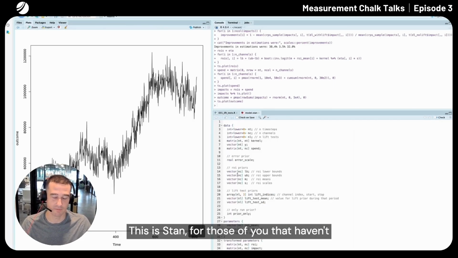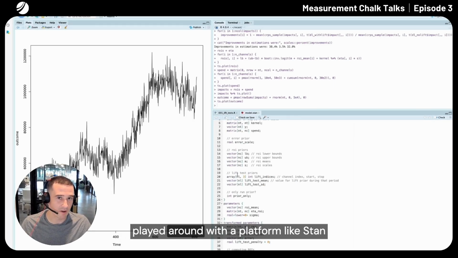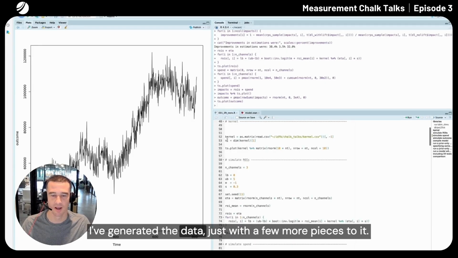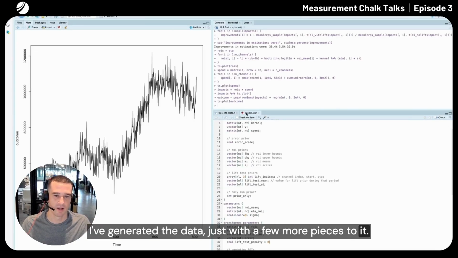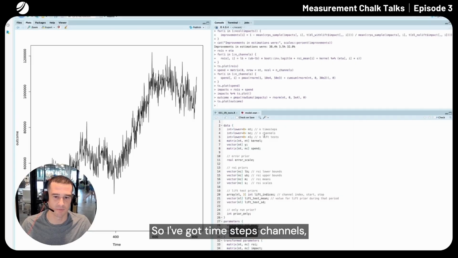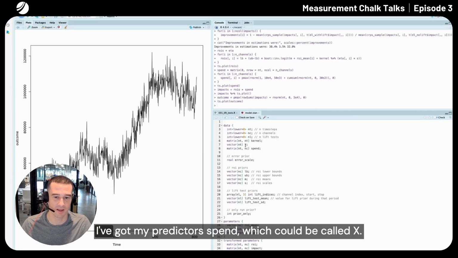This is Stan, for those of you that haven't played around with a platform like Stan or PyMC. Don't worry too much about it. I'm just going to walk through how this model is structured, because it's basically structured the exact same way as I've generated the data, just with a few more pieces to it. So you've got to tell it the dimensions of the data, right? So I've got time steps, channels, lift tests, will come to this. I'm passing in the same kernel that I used to generate the time varying data. I've got my outcome Y, I've got my predictors, spend, which could be called X.